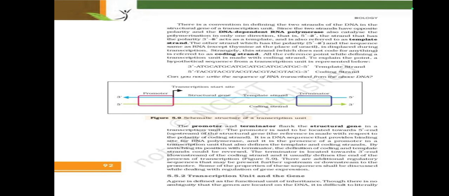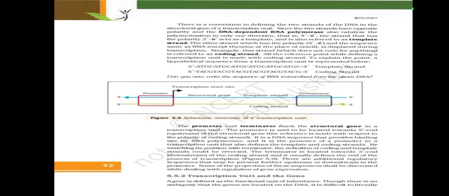All the reference points while defining a transcription unit are made with the coding strand. To explain the point, a hypothetical sequence from a transcription unit is represented below. The promoter and terminator flank the structural gene in a transcription unit. The promoter is said to be located towards the 5 prime end, upstream of the structural gene. The reference is made with respect to the polarity of the coding strand.